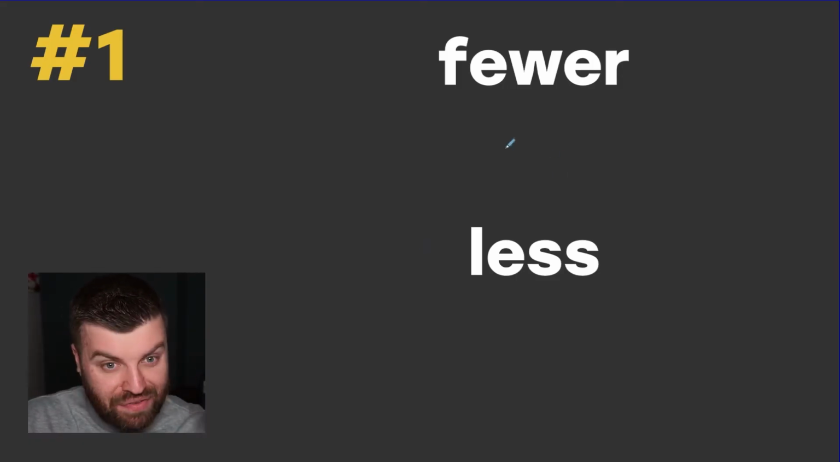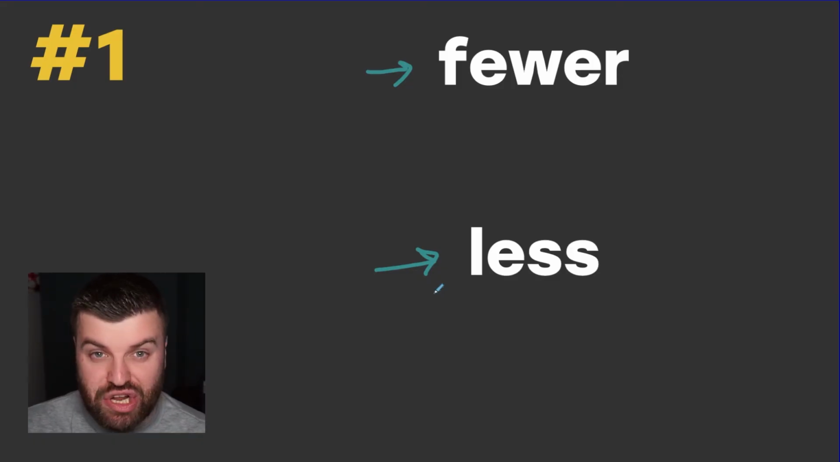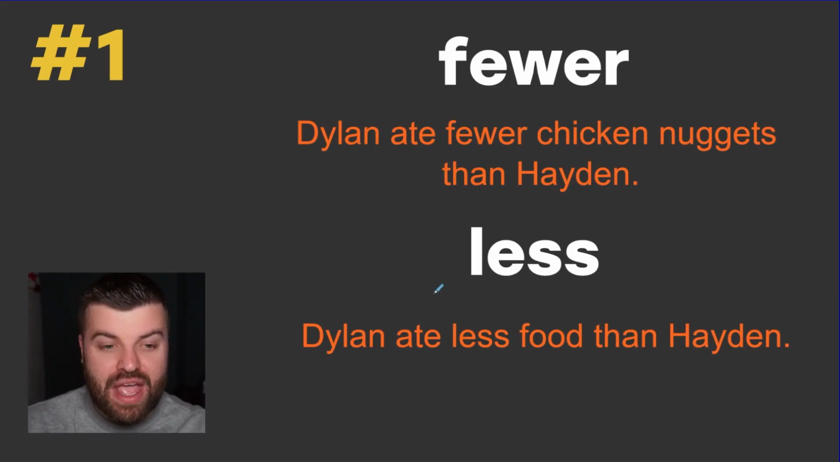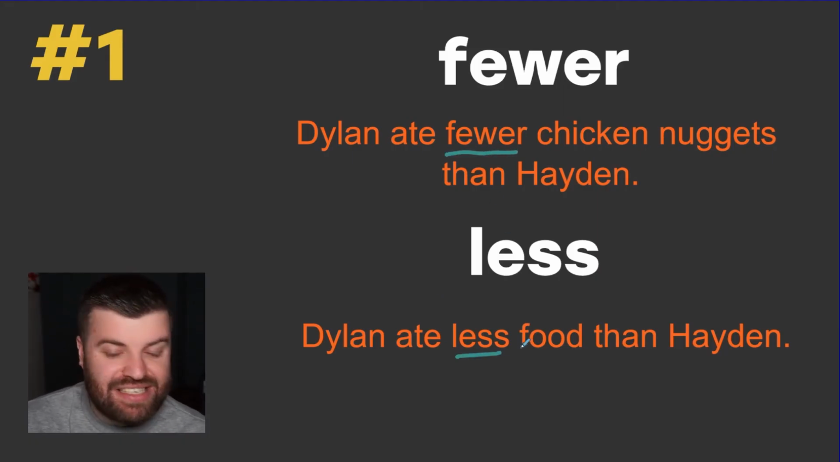But let's dive into fewer or less. Now, this is a really common mistake. One of the most mistaken pieces of grammar you will ever see in the English language. But the rule is really easy. So let's dive straight into some examples. Dylan ate fewer chicken nuggets than Hayden. Dylan ate less food than Hayden.